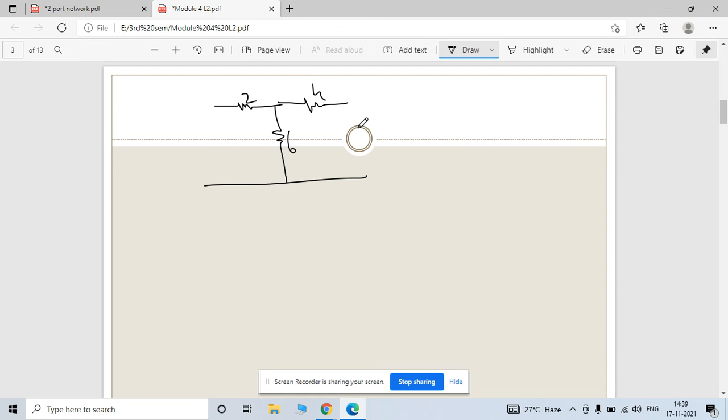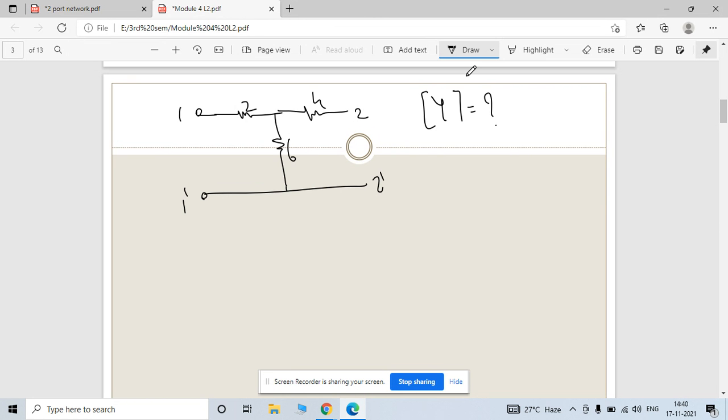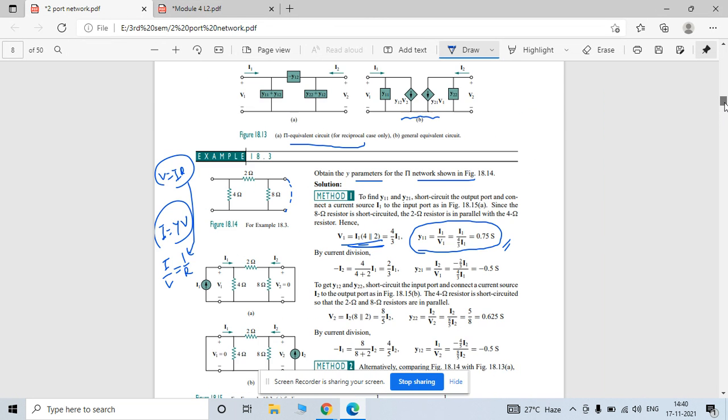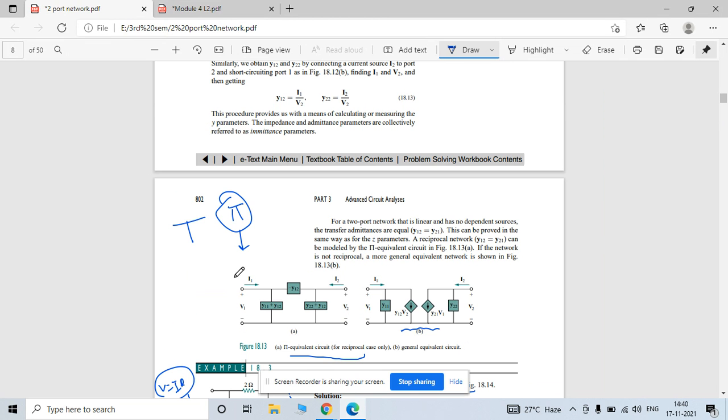Here you need to find out, this is your first terminal 1, 1 dash, and 2, 2 dash. So you need to find out your admittance matrix, right, the Y parameters. So Y parameters you have to find out. So see, actually this is not a trick, this is a general observation. See here, what is the value? See the equivalent circuit.